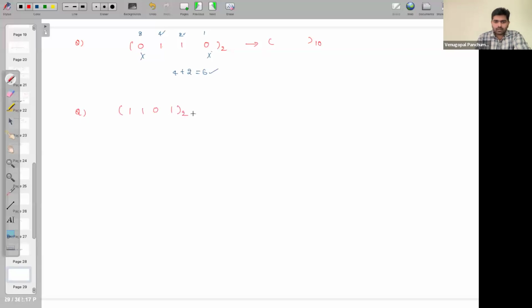Now next. So tell me, what is this in decimal? So it is a base 2. So 8 plus 4 plus 1. Why you are not taking 2? Because it is 0 anyhow, it will be 0 only. So this is 13. Okay. So next. Tell me what is the answer for this? No, I changed this to 1. It is not 7. What is this answer? I changed this to 1.